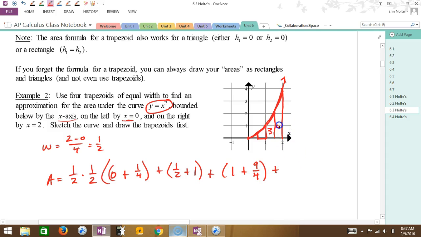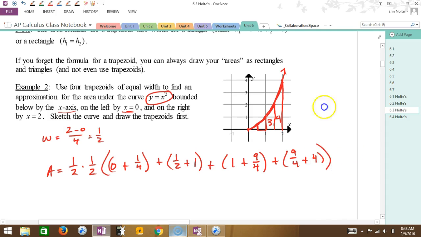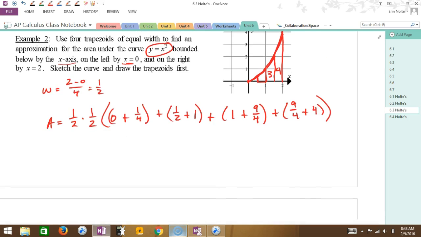Okay, and then on our fourth one, what are the 2 heights? 9/4 plus, what's the height at 2? That one is exactly 4. Okay, so did anybody notice anything as we were going through this? The last one. The last one is the first.